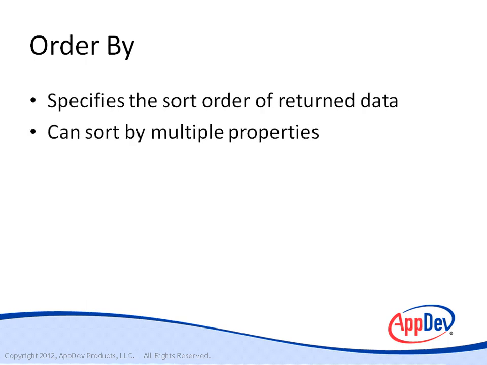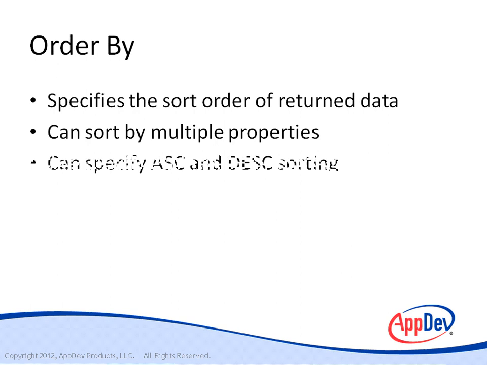One of the things I do want to point out is that you can sort by multiple properties. So if you've ever used an Excel spreadsheet or any kind of spreadsheet, really, you know how this works. You can sort by last name as the primary sort, and then sort by order total as a secondary sort. Order by allows you to do that. You can specify ascending and descending.